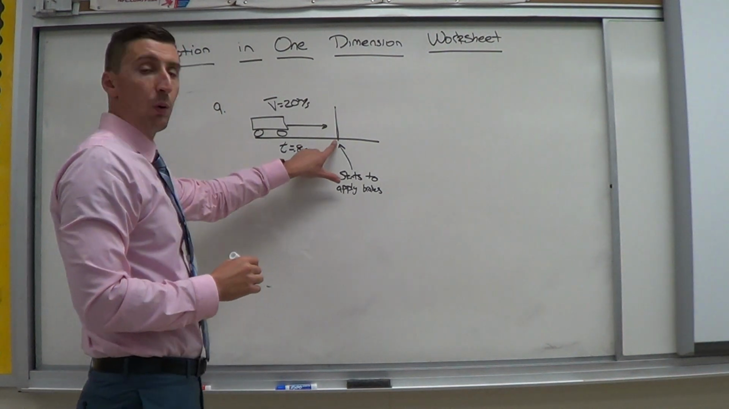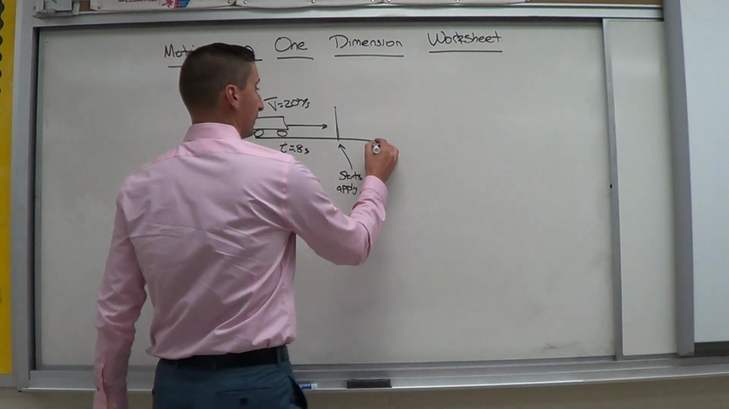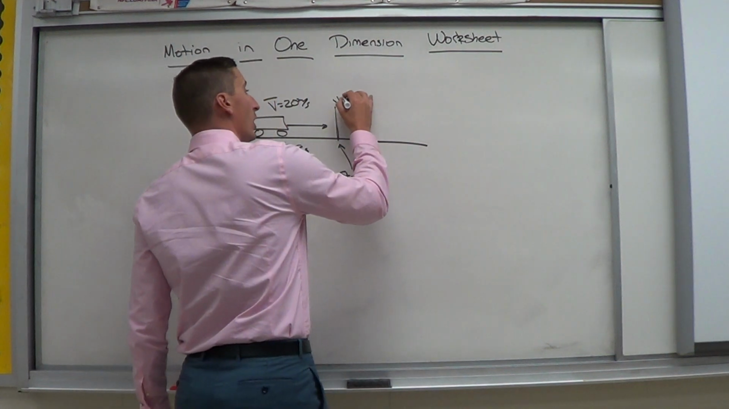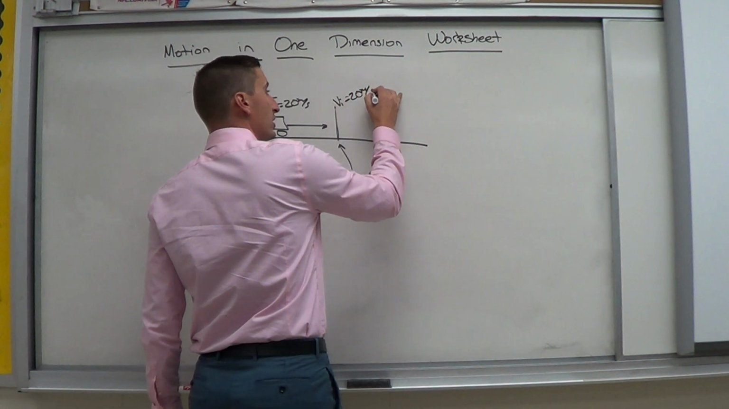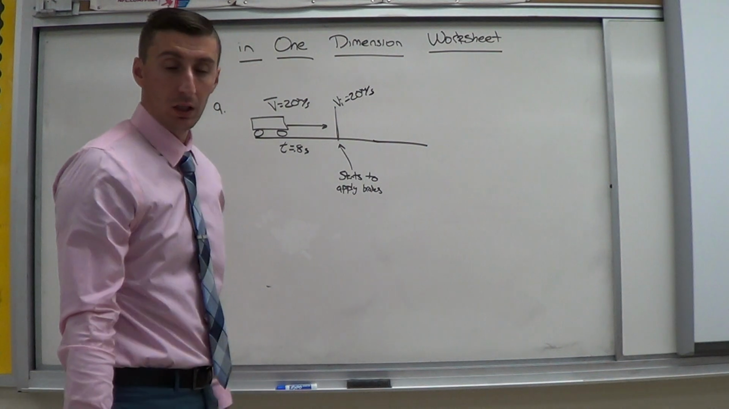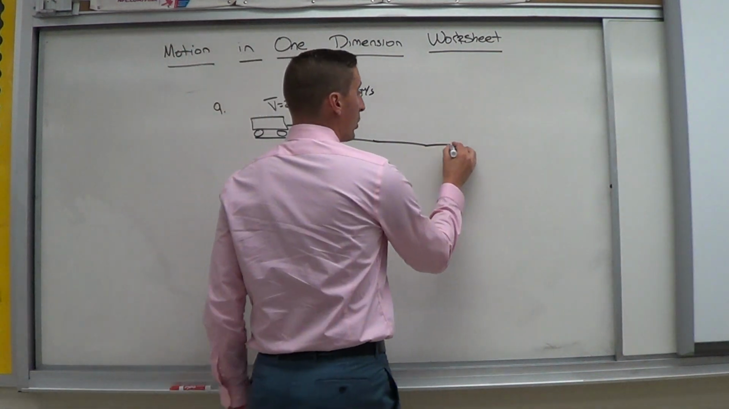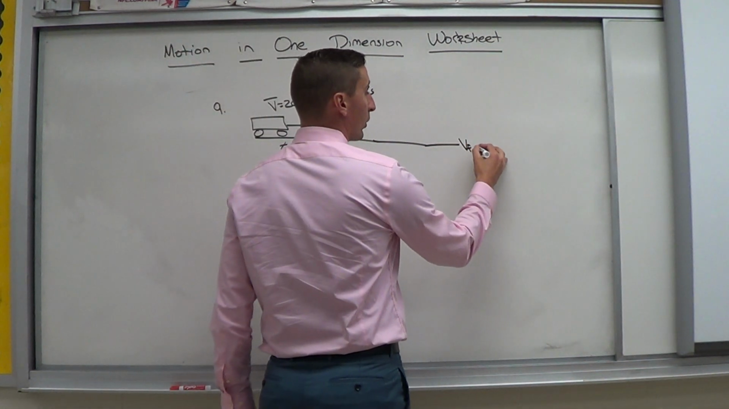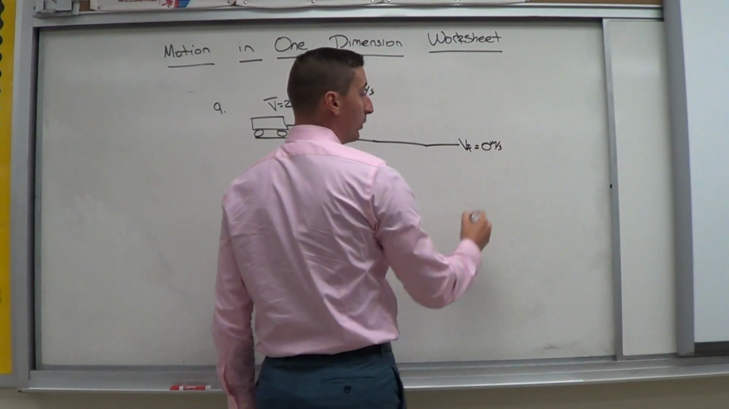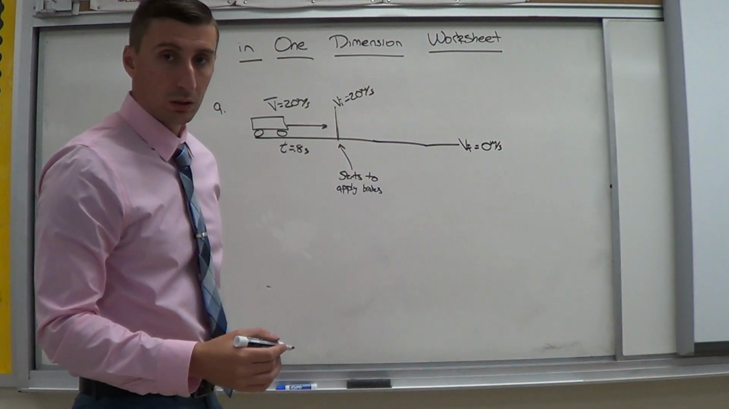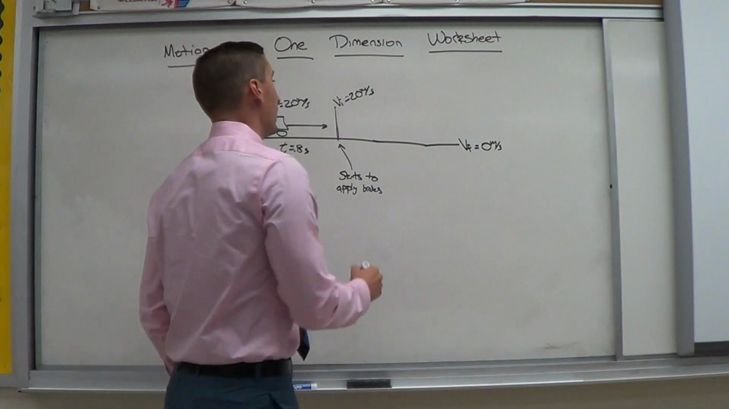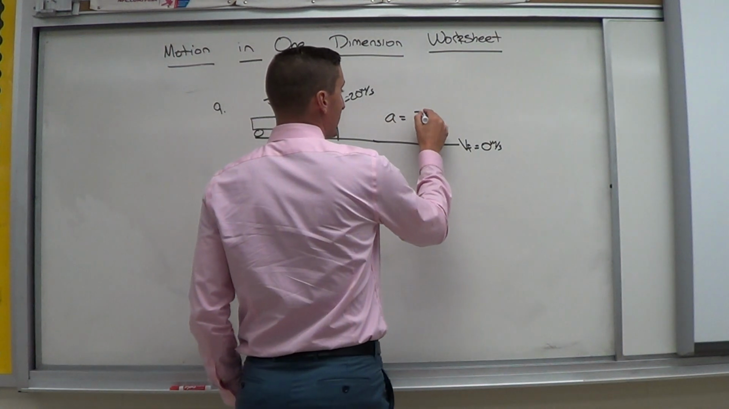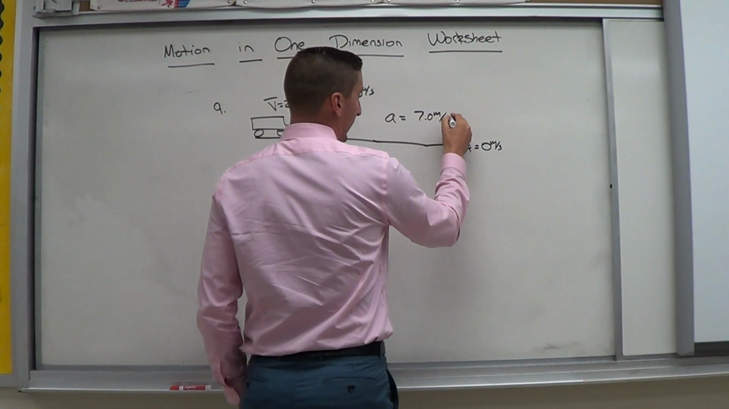Once she reaches this point, she applies the brakes. So her initial velocity is 20 meters per second. She starts slowing down from there. We need to figure out how long it takes her to come to a stop. So her final velocity needs to come to 0. We know she accelerates at 7 meters per second squared.